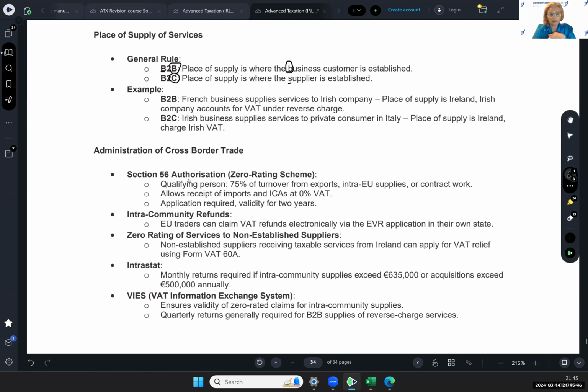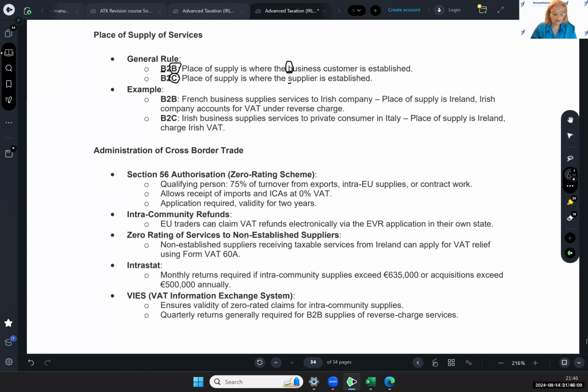Okay. Now, it's a relieving mechanism. I was going to be able to recover that VAT anyway because I'm selling the shoes off to France. I'm charging 0%, and I was in a constant VAT repayment situation. So this section 56 authorization avoids that problem. Okay. That does come up.